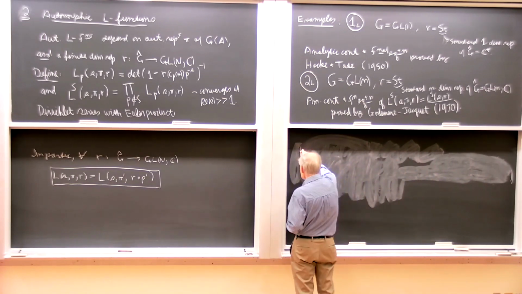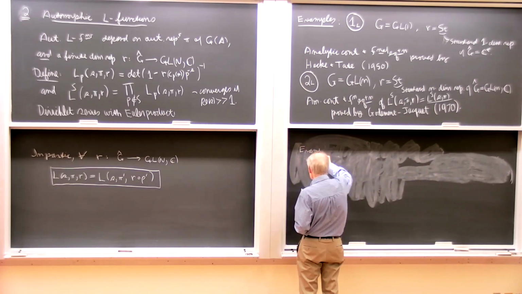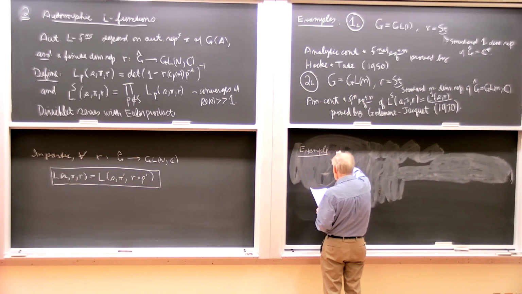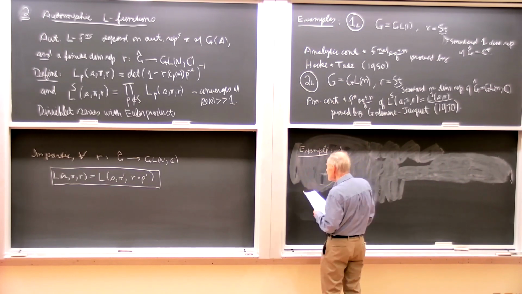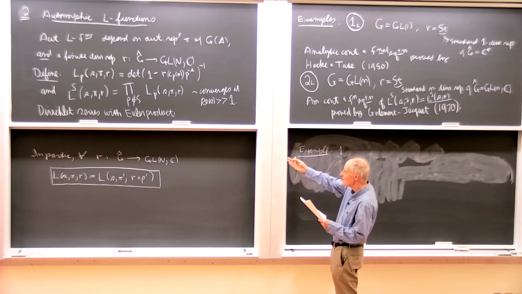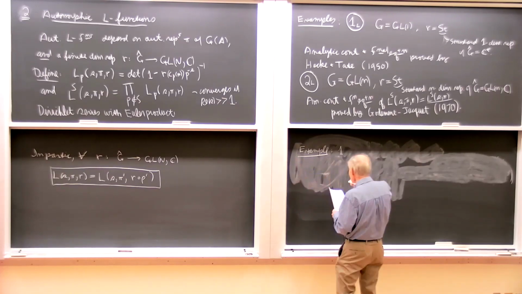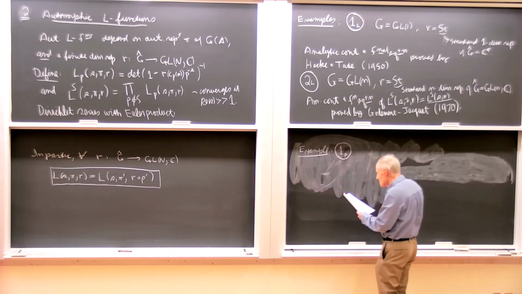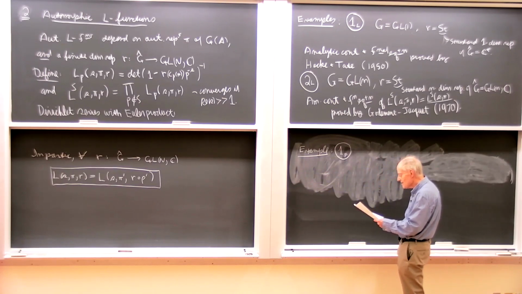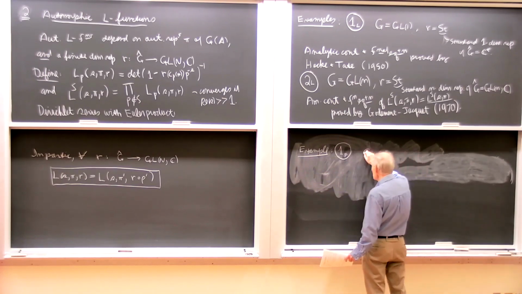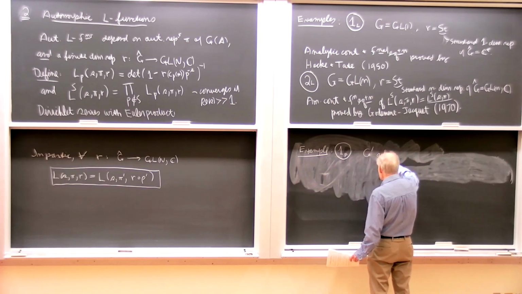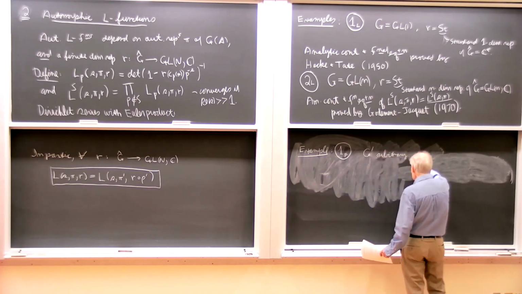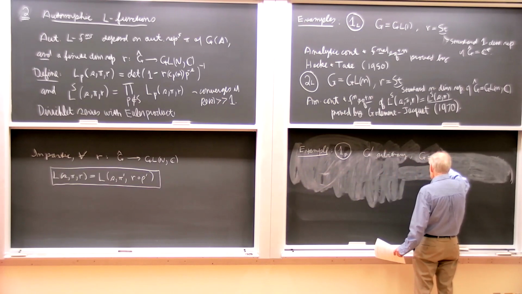Okay, so example. Why don't I call this example 1? I had example 1 for L, which we had to apply to L function. So let's call this example 1, because it's an example that applies to functoriality. So let's take G prime to be arbitrary. And let's take G to be GL_n.